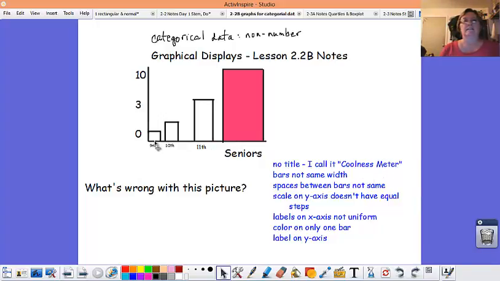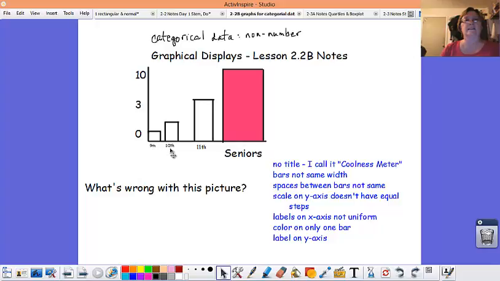You know, the bars are not the same width, and that's not fair. The spacing between the bars is not the same, and that's not good either. The scale on the y-axis does not go up in equal steps. Folks, if this is 3, then that ought to be 6. The labels on the x-axis are certainly not uniform.